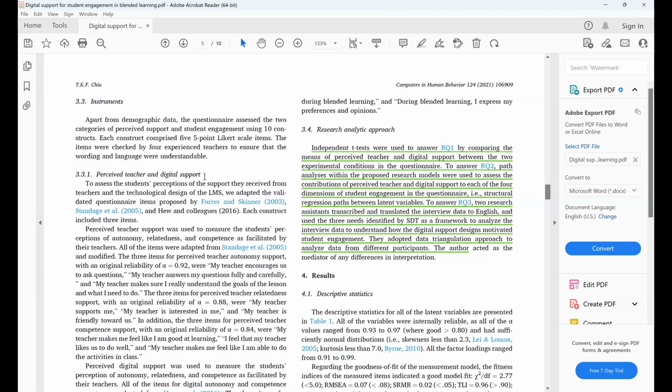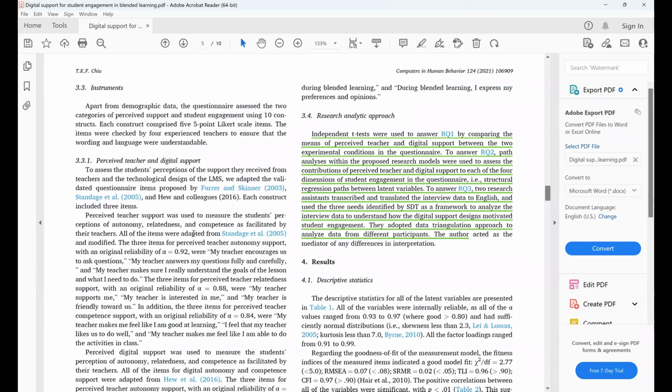So you can see that section 3.3 is about the instrument. Basically, it describes all the instruments and all the measures that they used in this study. You can see that 3.3.1 starts to talk about all the things. The one important thing is that this gives you a sense of how you write it.